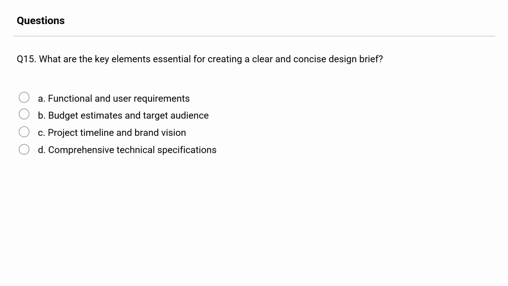Let's come to question number 15. What are the key elements essential for creating a clear and concise design brief? Functional and user requirements, budget estimates and target audience, project timeline and brand vision, and comprehensive technical specifications. You've got four options. You need to tell the key element for creating a clear and concise brief.